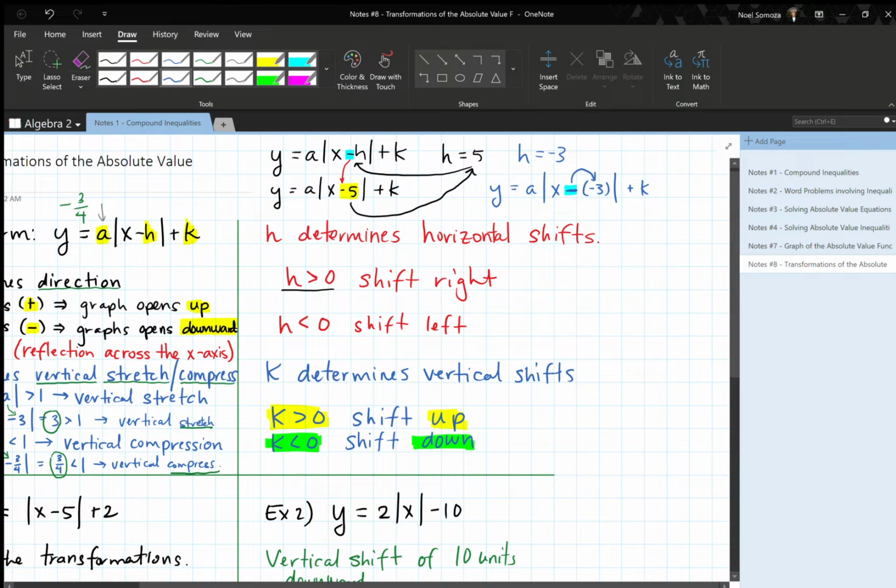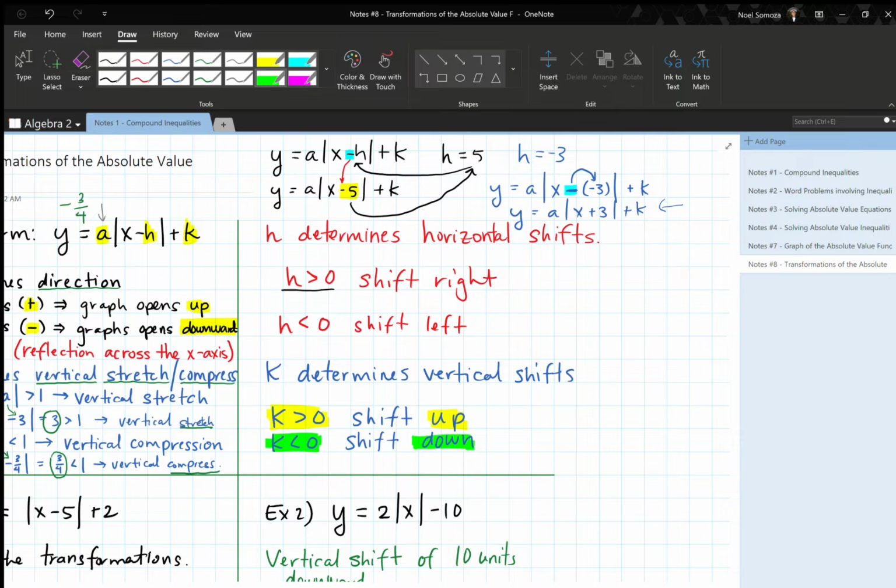Well, you're supposed to clean up the inside of the absolute value as much as possible. So eventually this becomes a times absolute value of x plus 3 plus k. Okay, so in reality, h is a negative 3, but when you look at it in the function format, it looks like a positive 3. That's why we have to remember to do the opposite of what you see.